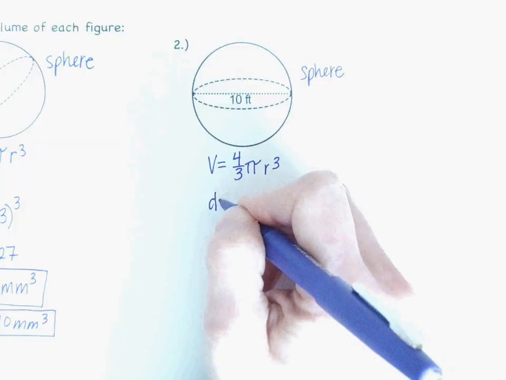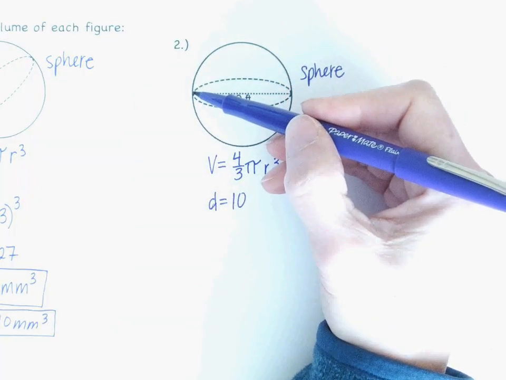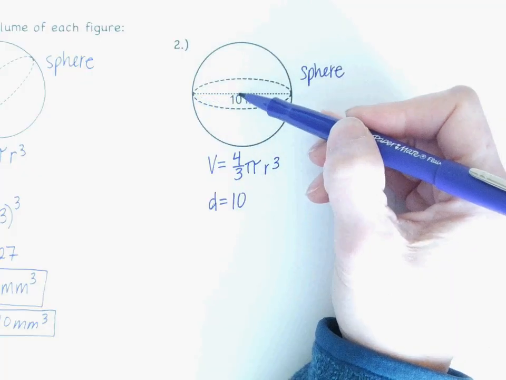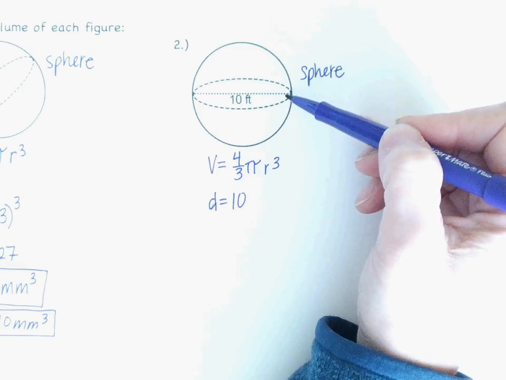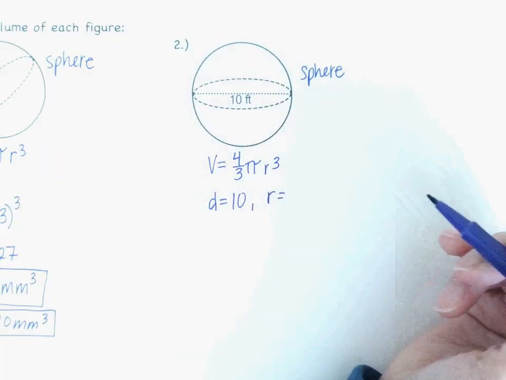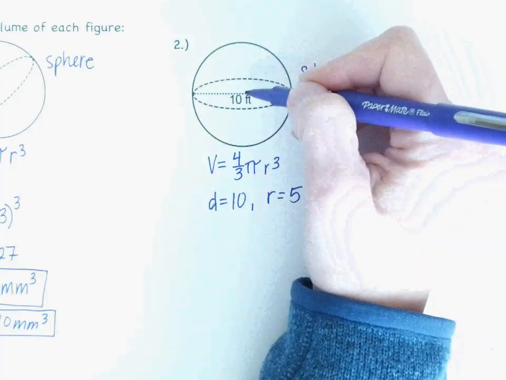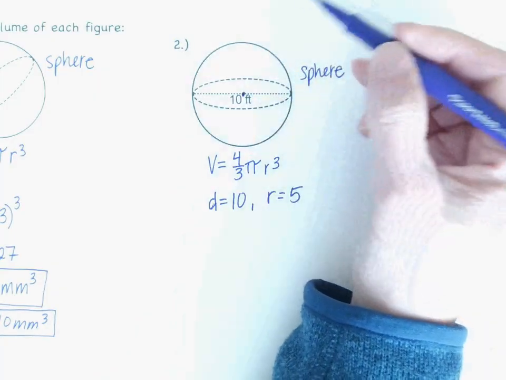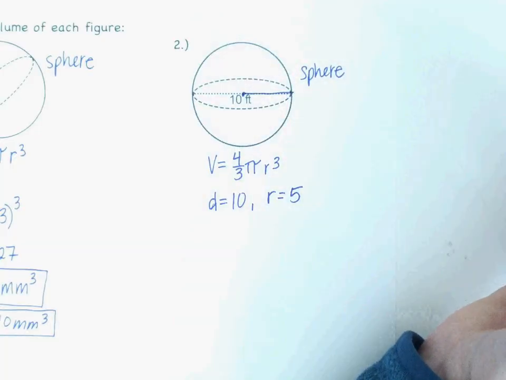I have the diameter is 10. So diameter is from one edge of the circle passing through the center to the opposite side of the circle. So a straight line. And so we don't need diameter, we need the radius. The radius is half of that, so half of 10 is 5. So if I would go from the center of my sphere to the outer edge, that's how I get 5.